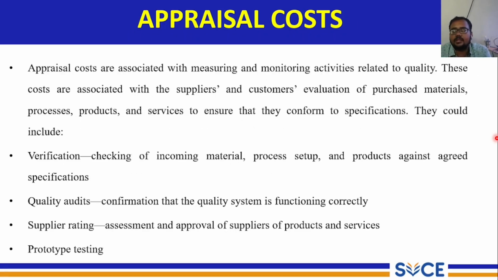The second category is appraisal cost. So the cost associated with measuring and monitoring activities related to quality, especially with the suppliers and customers' evaluation of purchased materials, you call them appraisal cost. Under appraisal costs, the cost included is the verification process, where you check the incoming raw material, the process setup, the products, all those steps. So you will be spending some cost for it, right? So the cost associated with it is also called appraisal cost. The quality audits which are done, the supplier ratings, and the prototype testing, everything comes under this appraisal cost.